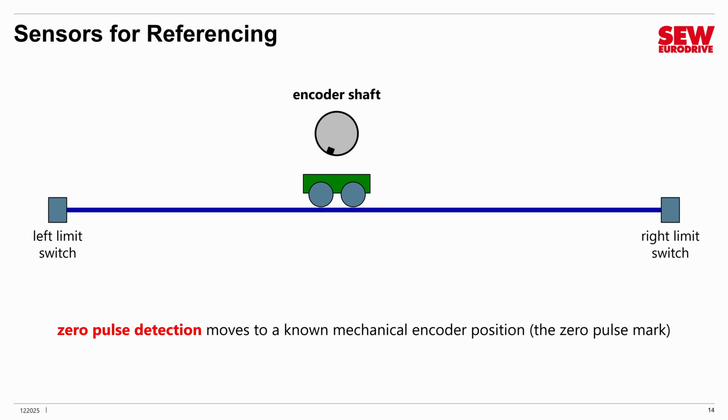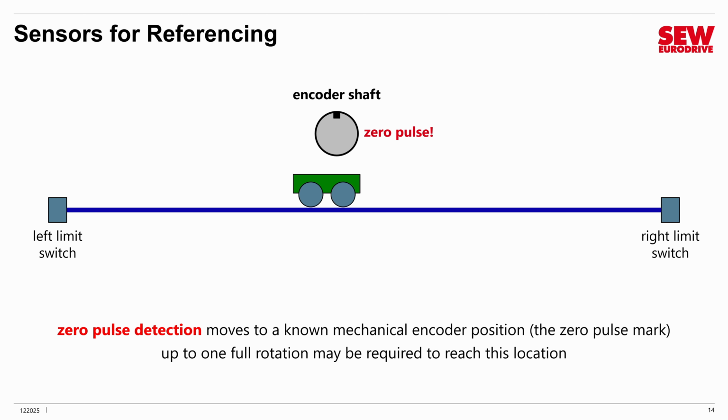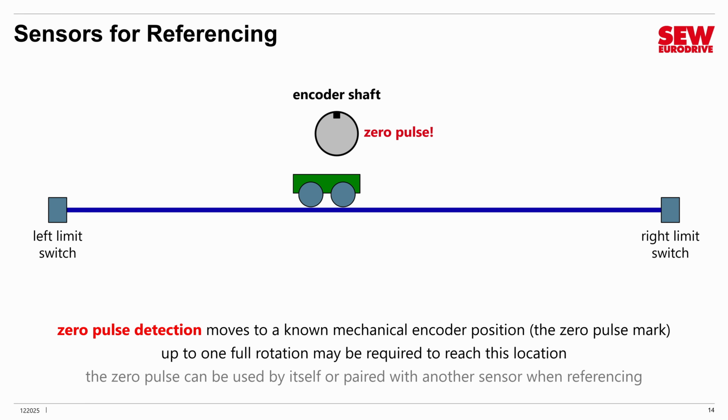Now, remember that index track on the encoder? Well, that can be used sometimes for referencing. You just rotate the encoder until the index track goes by and generates a pulse, sort of like this. It may take up to a full rotation, of course, to find this location. We call this zero pulse detection. It gets the encoder in a known mechanical position. Now, by itself, it's usually not useful, but it's often paired up with other sensors when referencing, so I wanted you to understand how it worked.